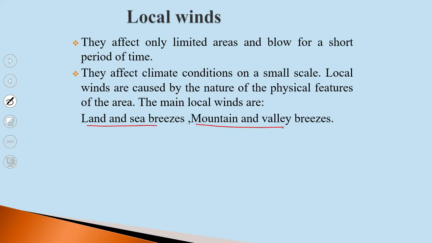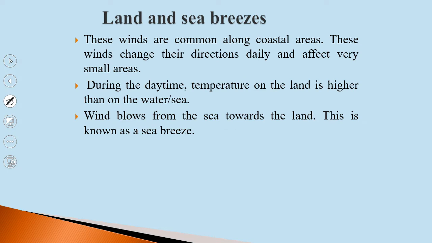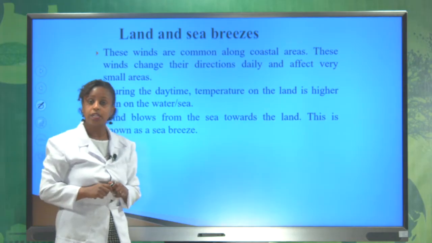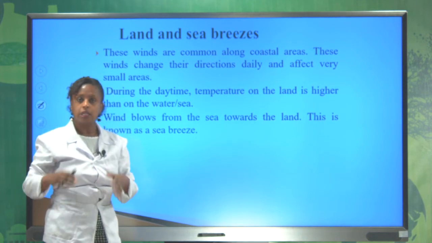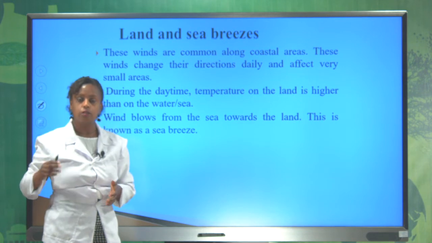Let's first discuss the land and sea breeze. Land and sea breezes are common in the coastal region. These winds change their direction daily. For instance, during daytime, the land is warmer than the water bodies, or the temperature of the land is higher than that of water bodies.